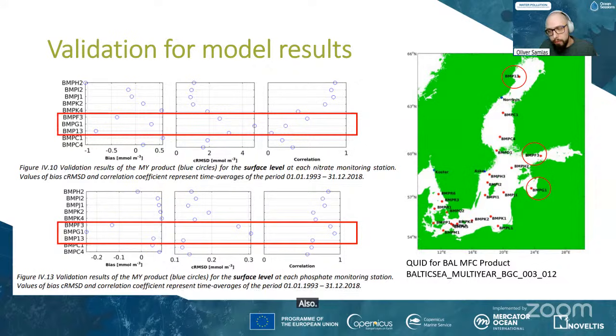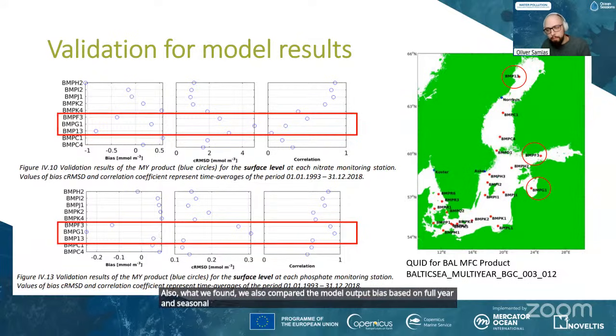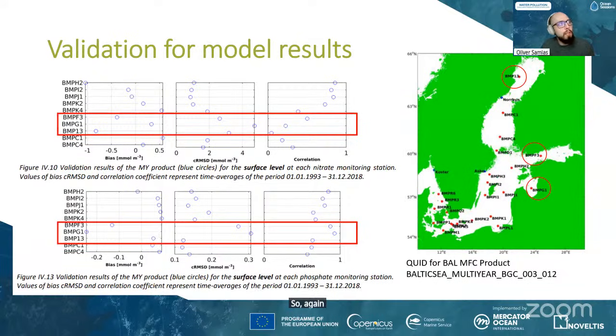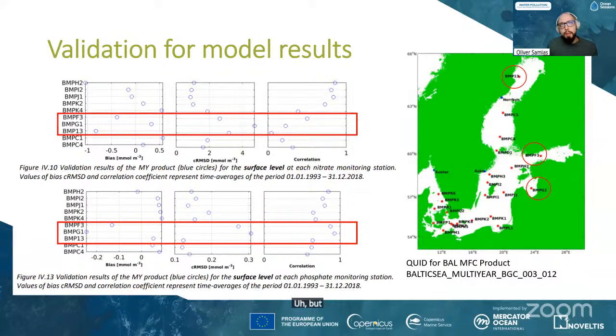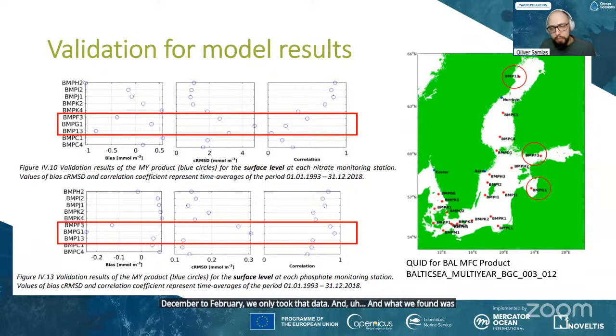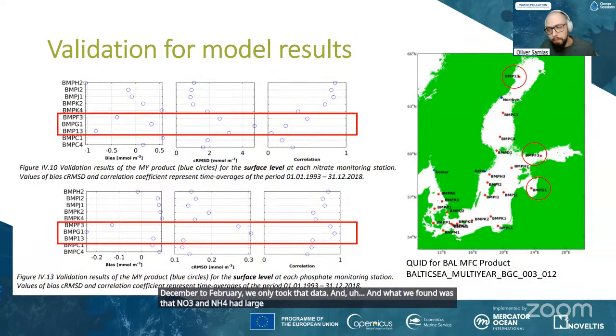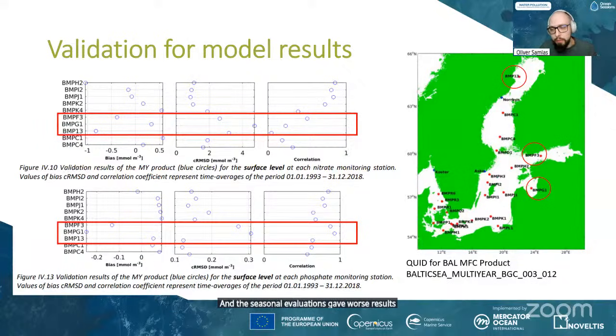Also, we compared the model output bias based on full year and seasonal data sets. So again, as you can see here, the Copernicus validation is done for the period of 1993 to 2018. But we use the seasonal data. So when the DIN and DIP indicator use December to February, we only took that data. And what we found was that NO3 and NH4 had large negative biases in both evaluations, and the seasonal evaluations gave worse results in most of the subbasins.